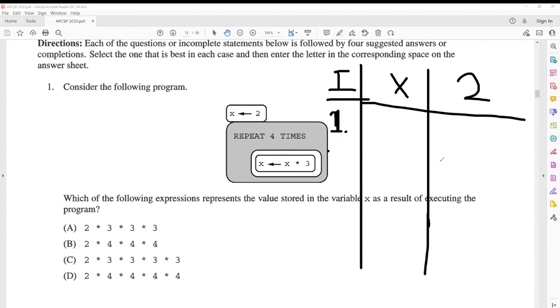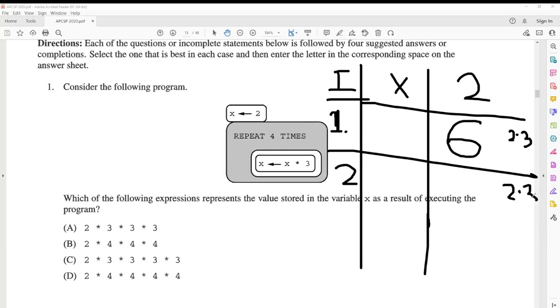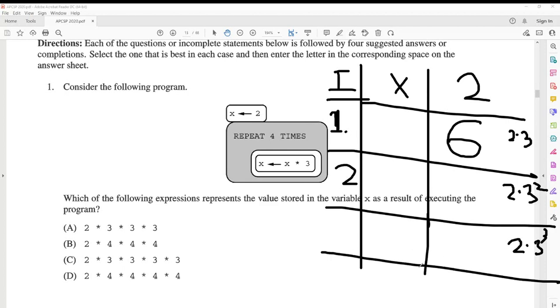So 1. After the first iteration, x is tripled, so it becomes 6. This one is 2 times 3. The second time, it will actually be 2 times 3 squared. The third time, it should be 2 times 3 cubed. The fourth time, it should be 2 times 3 raised to the power 4. So it's 81 times 2. So I think it would be this one, C.